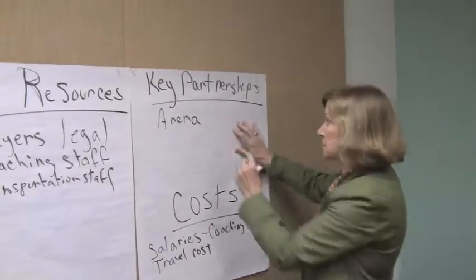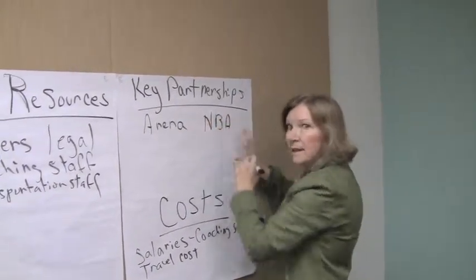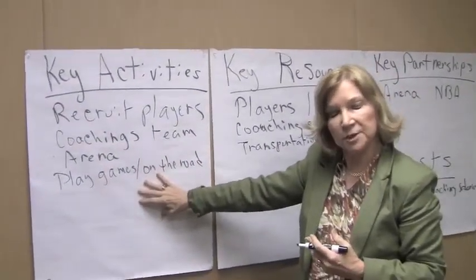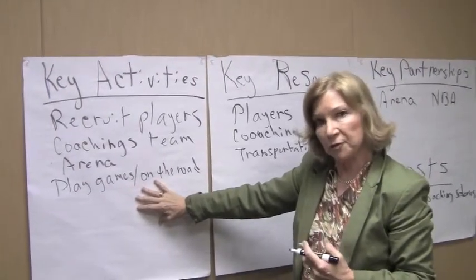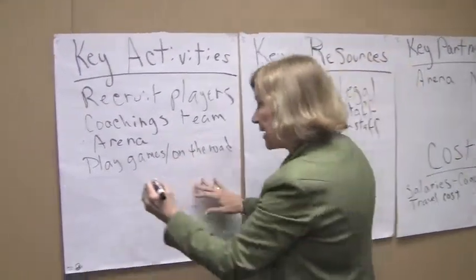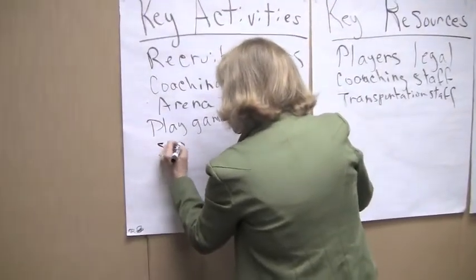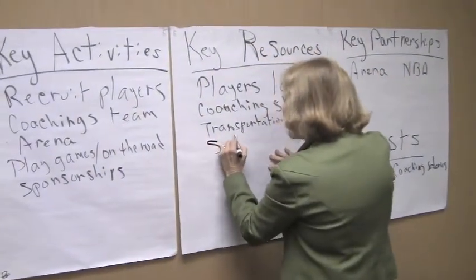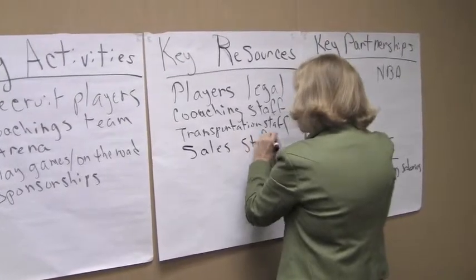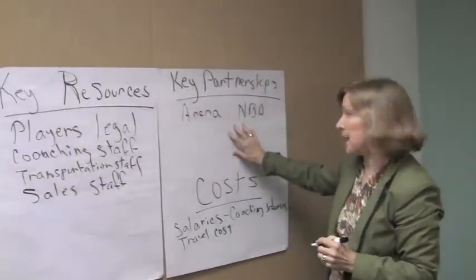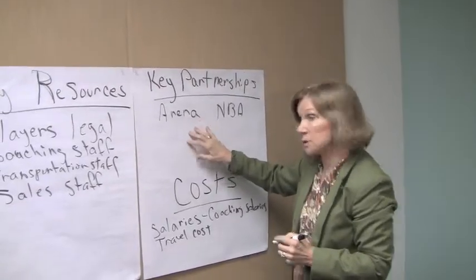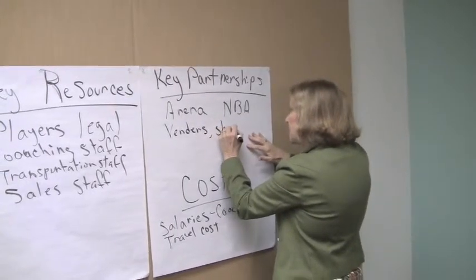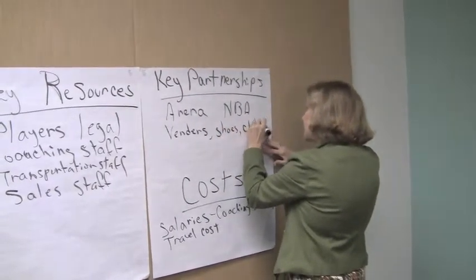One of your partnerships is also going to be the NBA. I forgot to mention that. They're going to be a key partner. Another key activity, how do you get the sponsorships for the clothing or for the shoes that the team wears? Well, you're going to have to have sponsorships. And in order to do that, you need to have a sales staff. And this is going to be a revenue generator. And then partnerships that come out of that may be specific vendors like drinks or shoe manufacturers or clothing manufacturers that are outfitting the team.